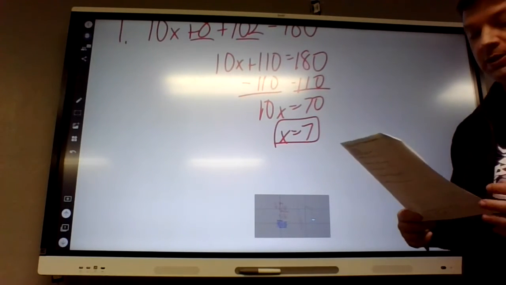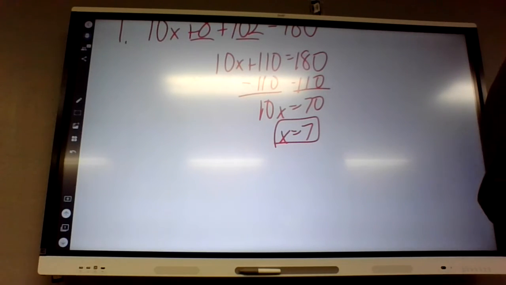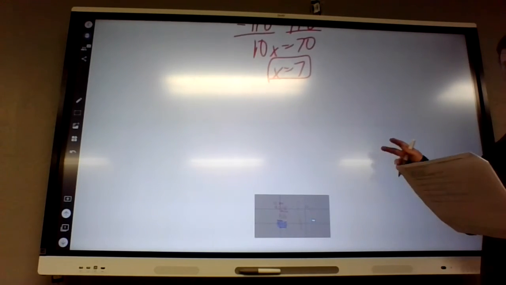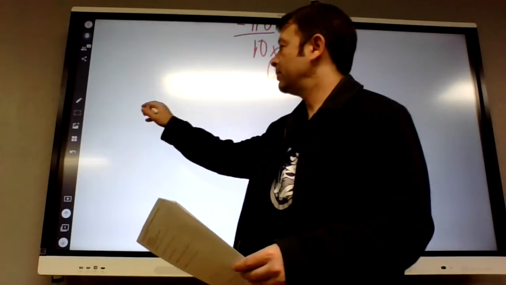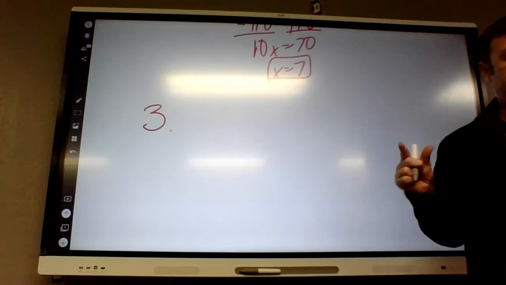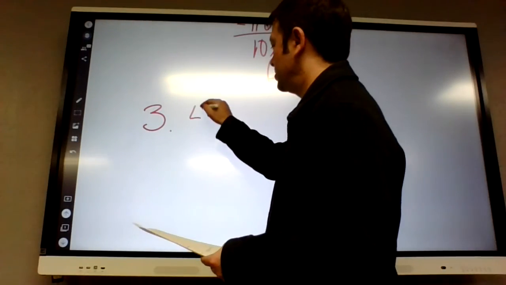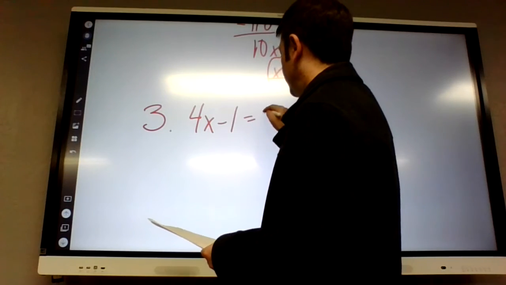Alright, number 3 says TR is 30. You guys see TR? And YR, which is half that diagonal, is 4x minus 1. So how could I set up this equation? Well, if TR is the whole diagonal and is 30, then what must half the diagonal be? 15. So 4x minus 1 should equal 15.